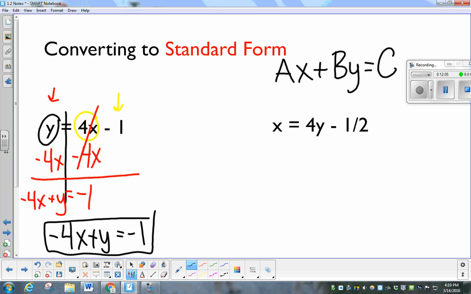All right, let's try another one. I need to move my x and y onto the same side. So right now, I'm going to move the y over to be with the x, the term with the y to be with the x.